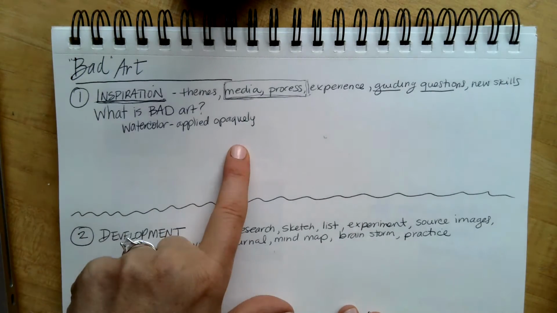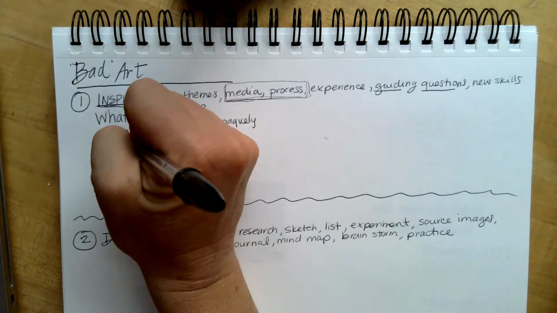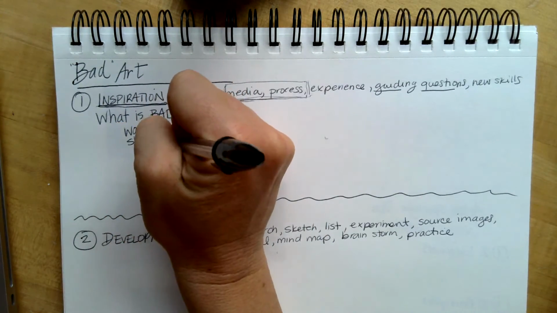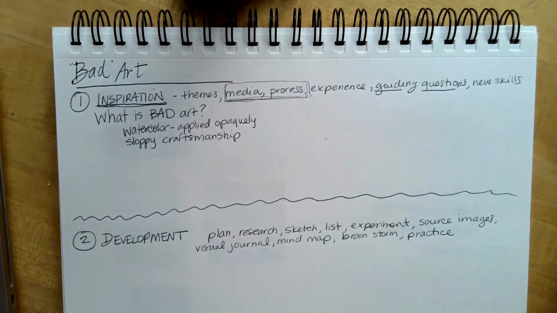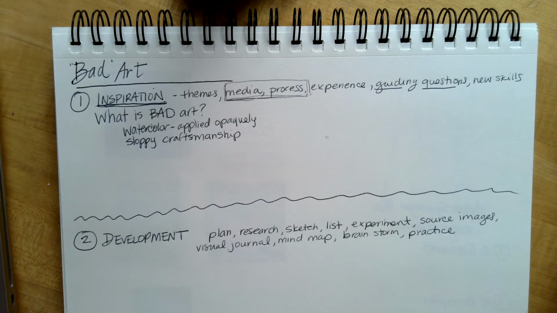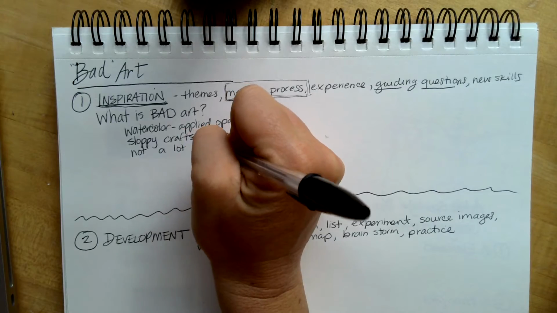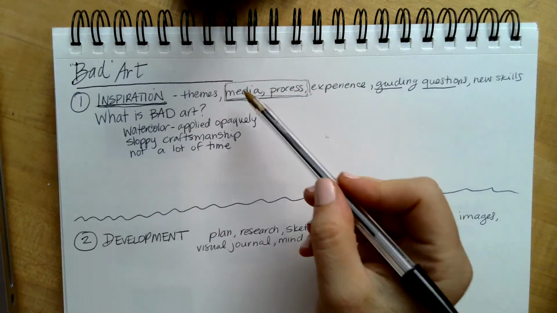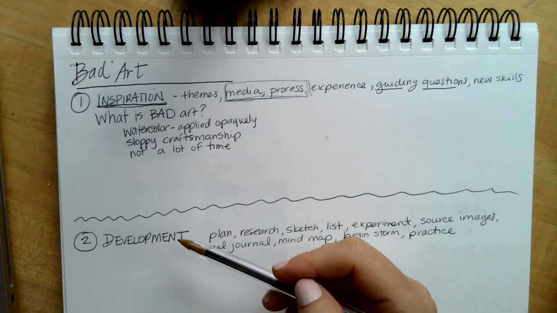The other thing I can think of when I think of media and process, if something's very sloppy, so there's not very good craftsmanship. And then if I think about the media and process, if somebody took, let's say, 2 minutes to make it, I have a problem with that. Not a lot of time. All right, so I am thinking through media and process, things to me that I feel like are bad art or not good art.